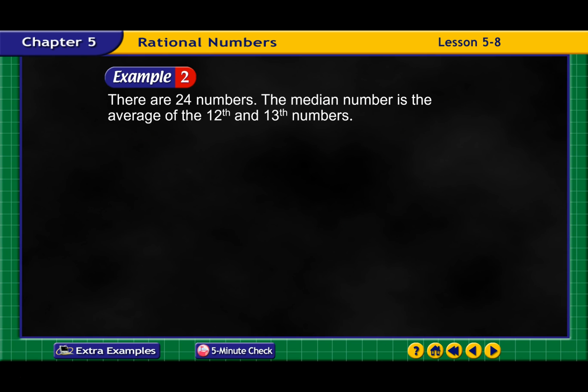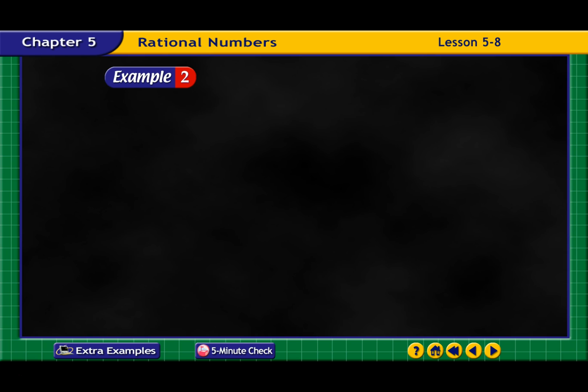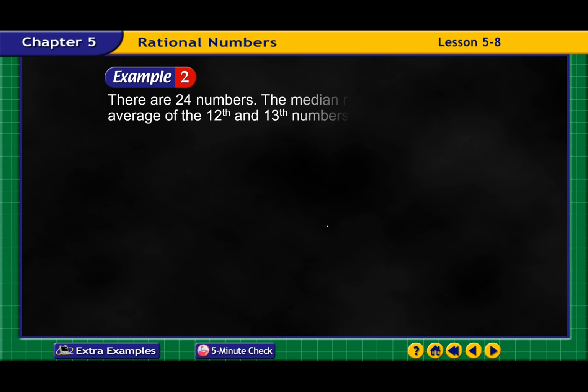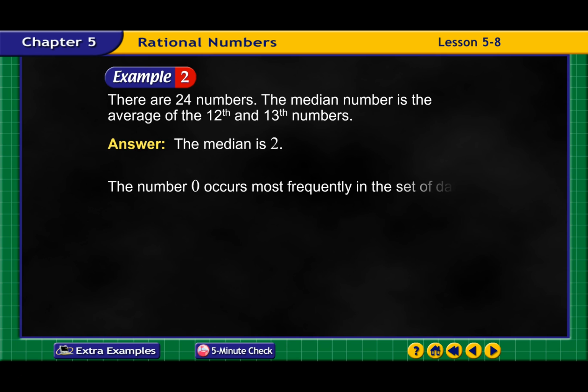All right, so there's 24 numbers. The median number for these would be an average of the 12th and 13th numbers. So the median is going to be 2 according to this one. So that's a little more complicated. You might actually have to write them all out or start counting. 1, 2, 3, 4, 5, 6, 7, 8, 9, 10, 11, 12, 13, and 14th numbers. So that's why it was 2 and 2. And so the median of those two is 2. So the number that occurs most often is 0. So that would be 0 is the mode.